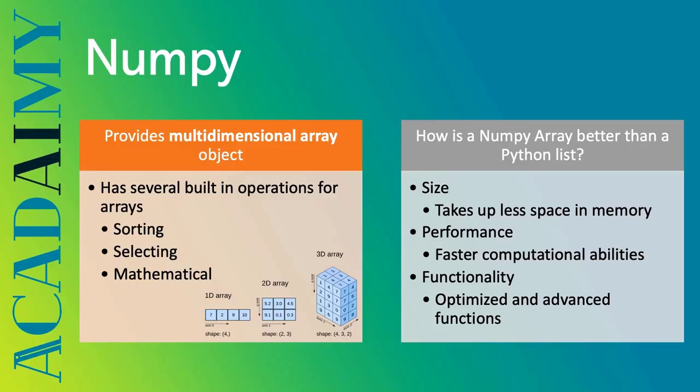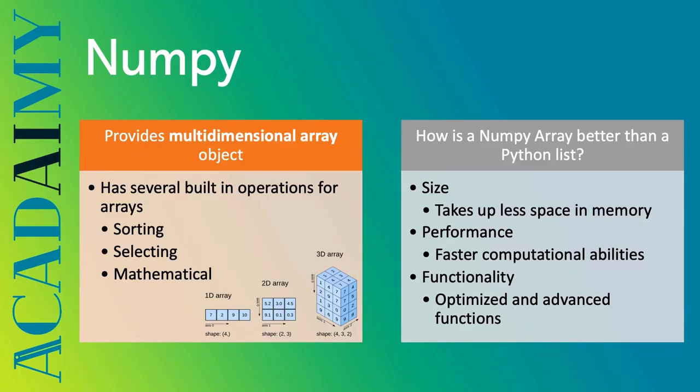So first, we'll be looking at the Numpy Python library. Some pronounce it Numpy, while others pronounce it Numpy, but I'll probably use both versions interchangeably. So Numpy is a Python library that provides a multi-dimensional array object. Multi-dimensional meaning you can have arrays, and things like that. Numpy provides several built-in operations for arrays, such as sorting, selecting, and mathematical operations, etc.